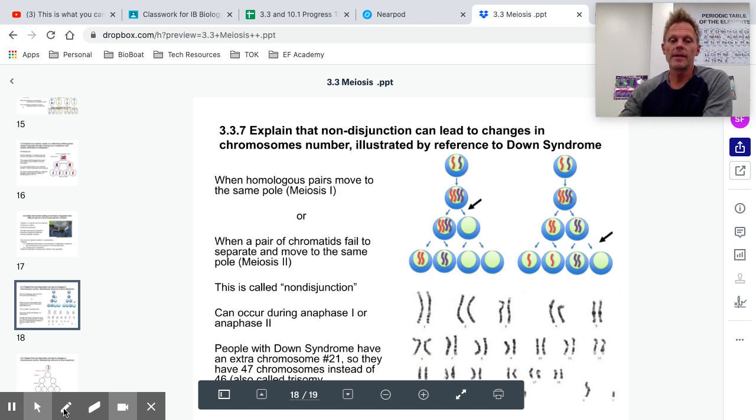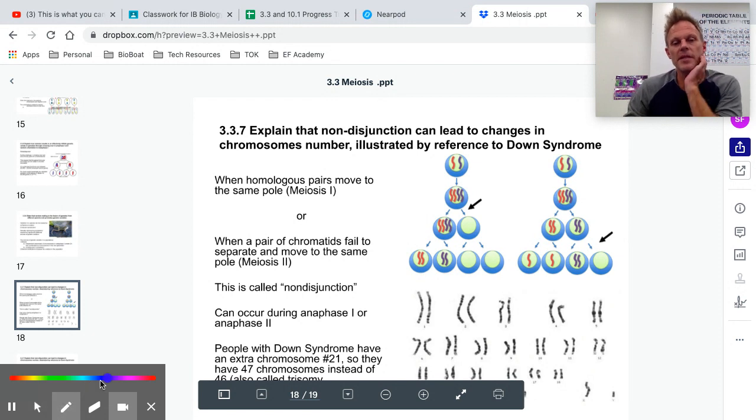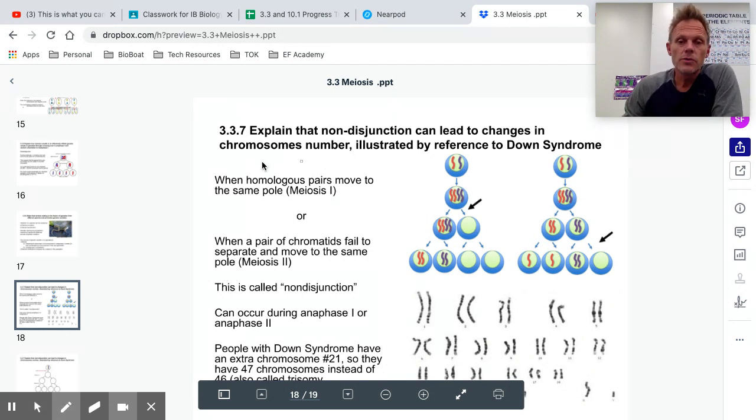Hello, once again. This is the last assessment statement in 3.3. So 3.3.7 wants us to explain how this thing called non-disjunction up here can lead to changes in chromosome number.